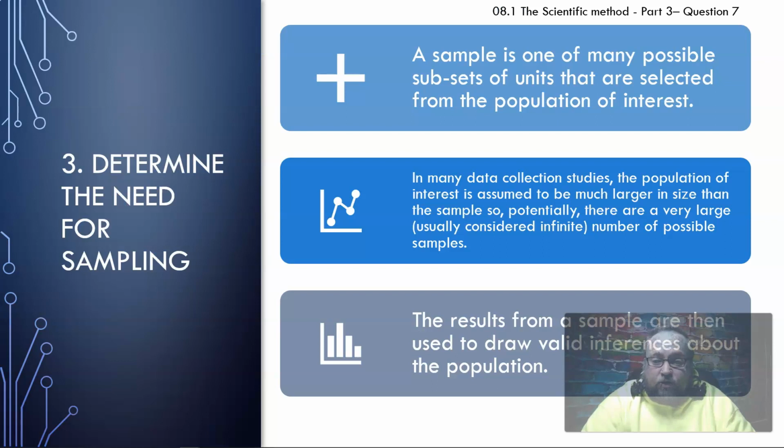From there, determine the need for sampling. If you know the population is something that's a little bit finite within a specific number of steps, and that this is not overly exhaustive to go through every single element of that population that you've set up, then okay, you don't need to do sampling.